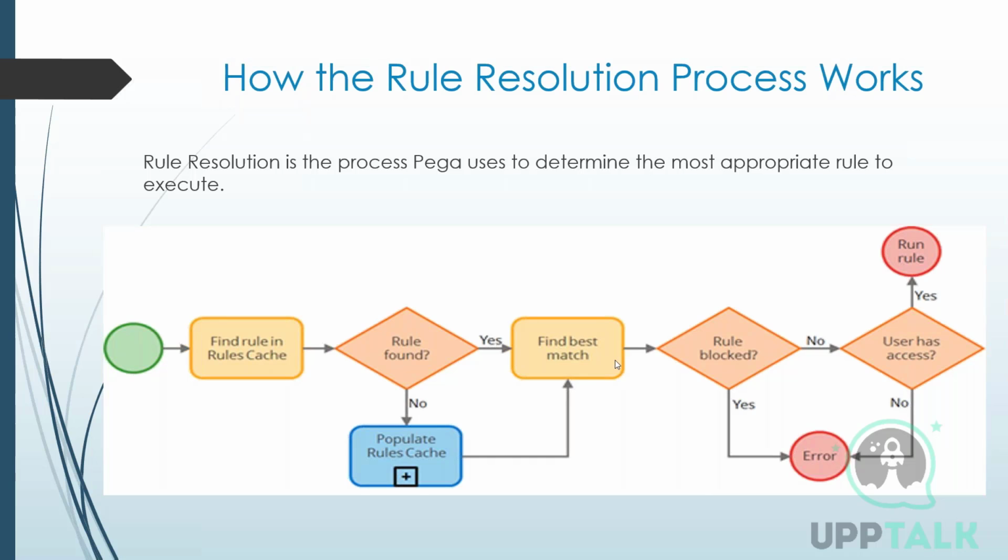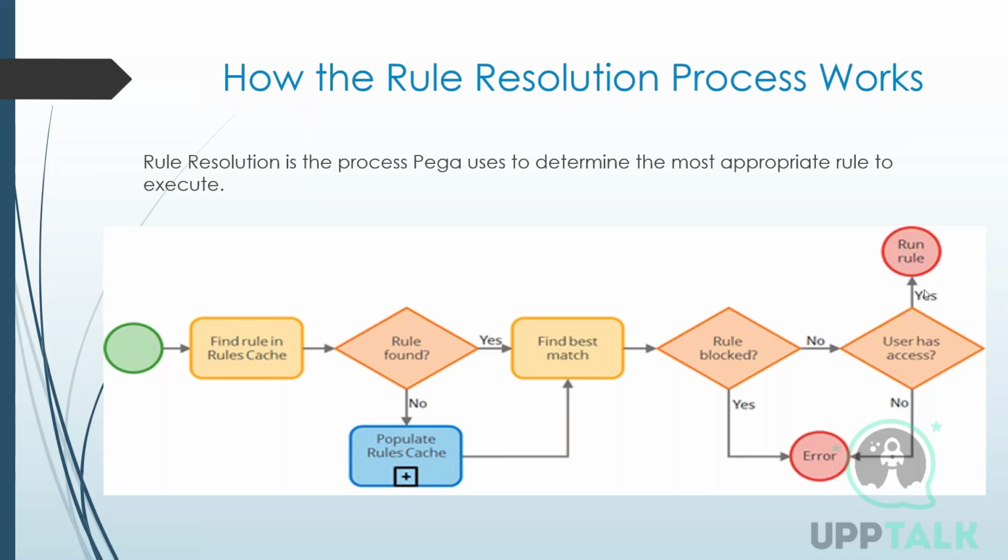After checking for a best match, it will check whether the rule is blocked. What is the availability of the rule? Is it available for execution or is it blocked? Let's take the positive scenario. It's not blocked. Then finally, it checks whether the user has any privilege to access that particular rule or not. If yes, then finally that one rule is picked. So it starts with finding the rules in the rules cache and ending up with one rule that is picked.